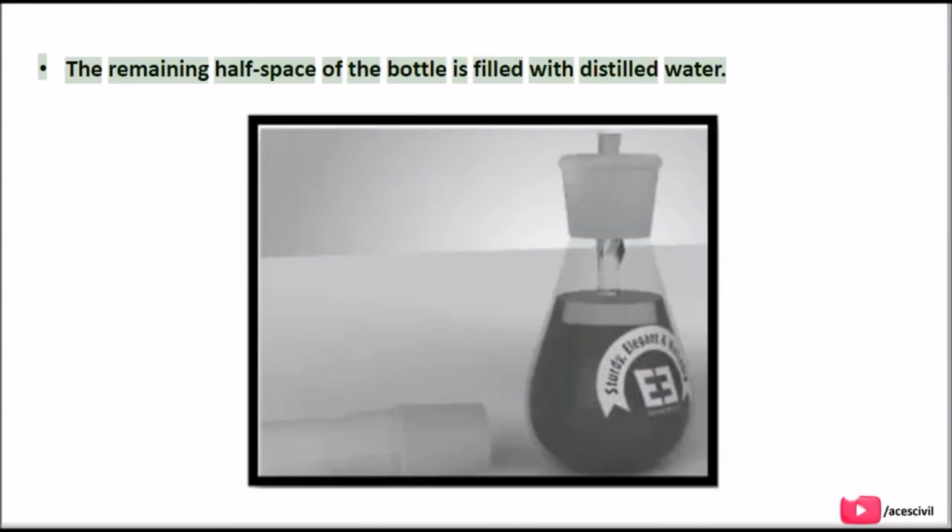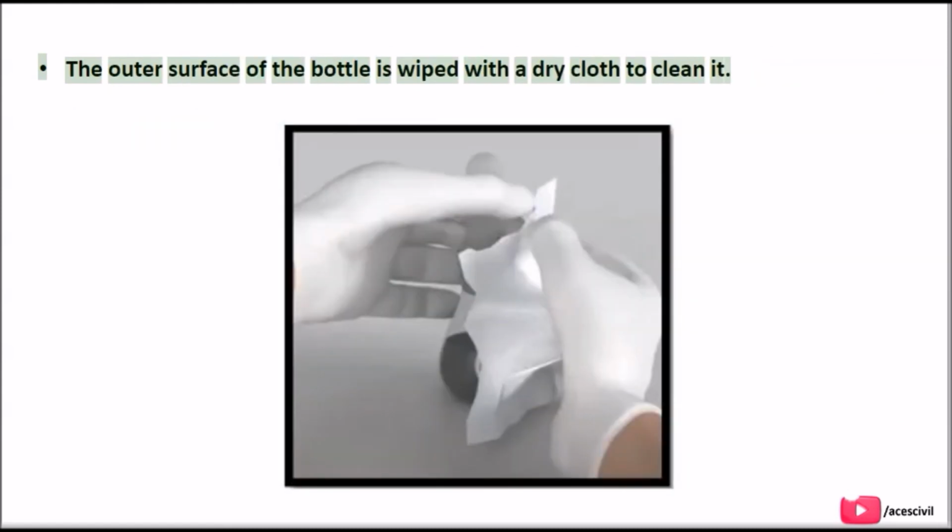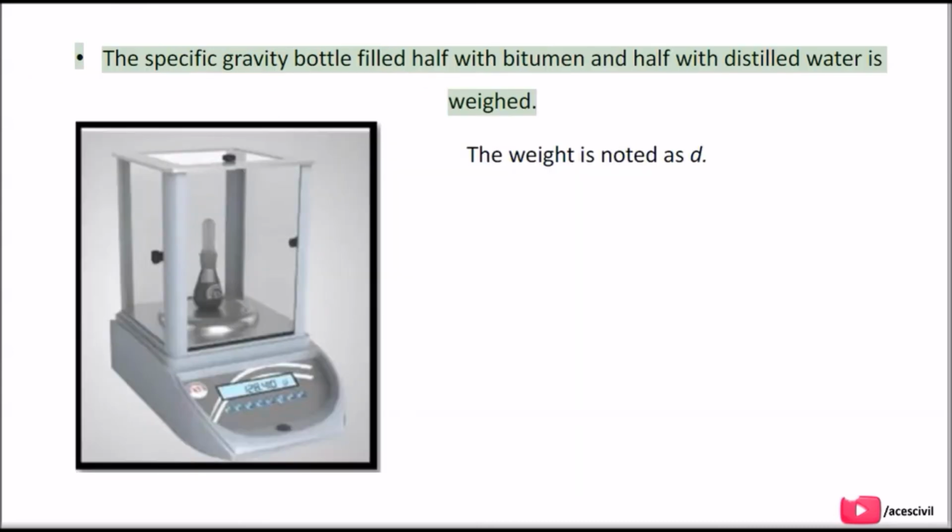The remaining half space of the bottle is filled with distilled water. The bottle is immersed till the neck in the water bath maintained at 27 plus or minus 0.1 degrees Celsius temperature for 30 minutes. The outer surface of the bottle is wiped with a dry cloth to clean it. The specific gravity bottle filled half with bitumen and half with distilled water is weighed. The weight is noted as D.